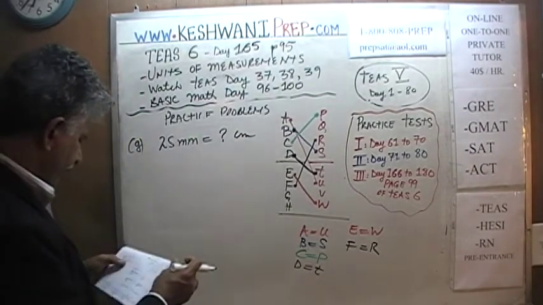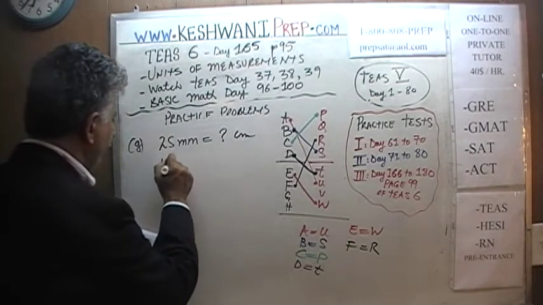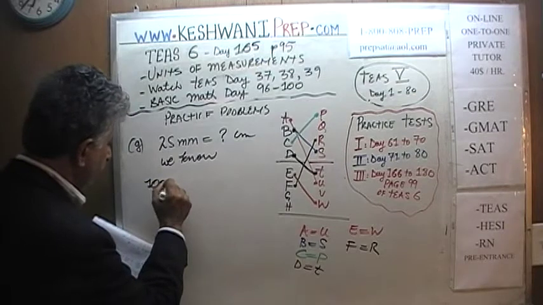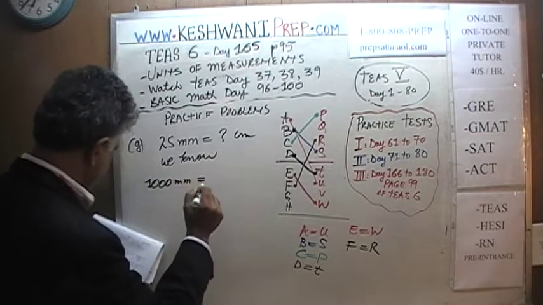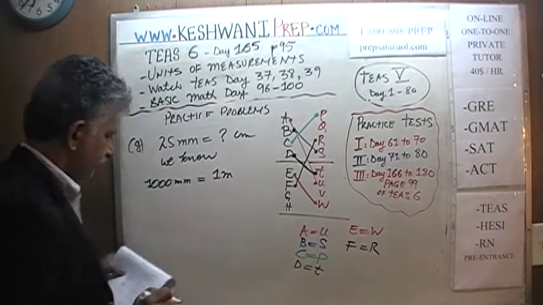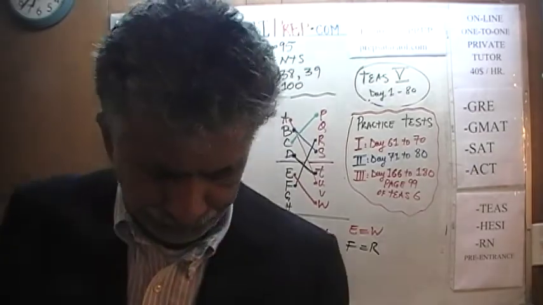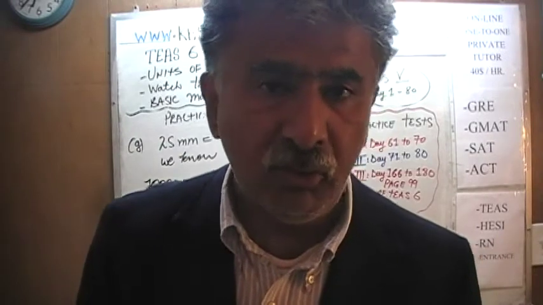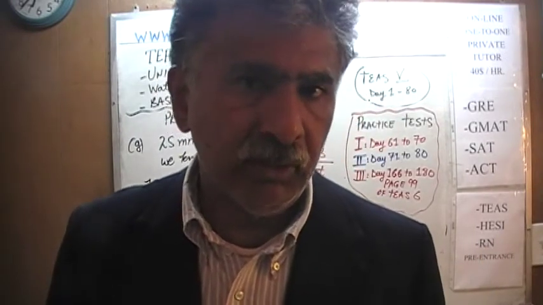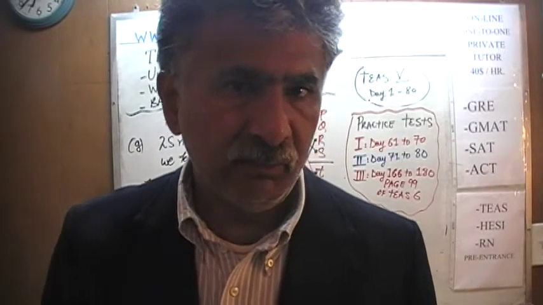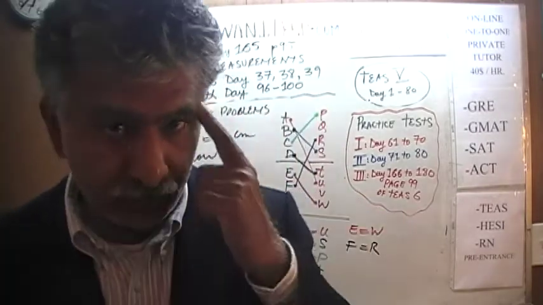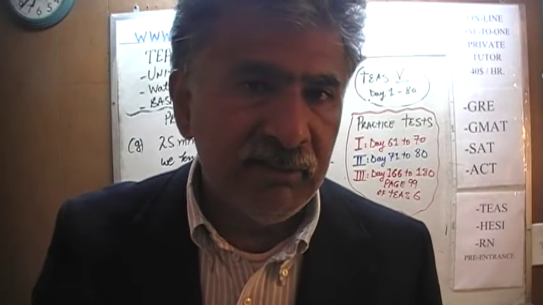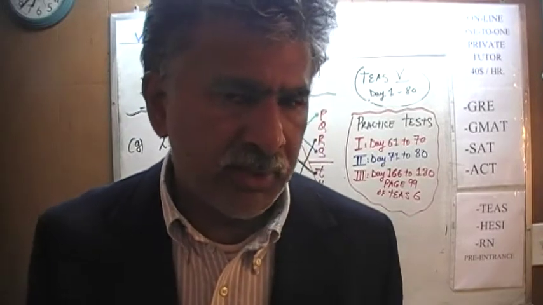Let's start the process. We know that 1,000 millimeter equals 1 meter. How do we know that? Because milli means thousandth of something. So if you take a distance of 1 meter, which is approximately 1 yard, if you want to picture it in your mind, we learn that 1 meter is approximately 1 yard. You know how long 1 yard is. We use it all the time.